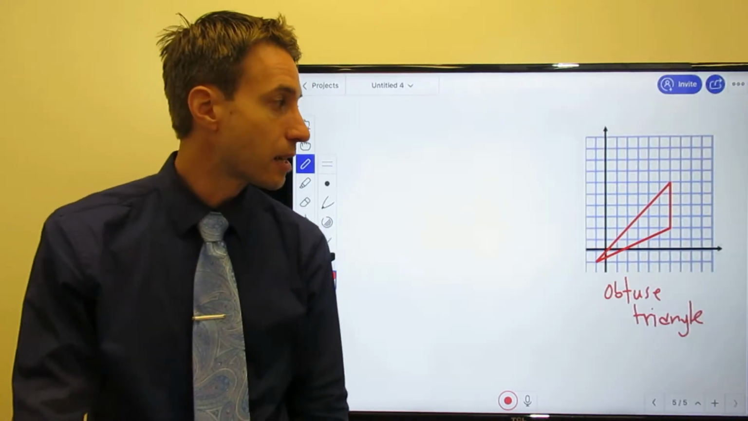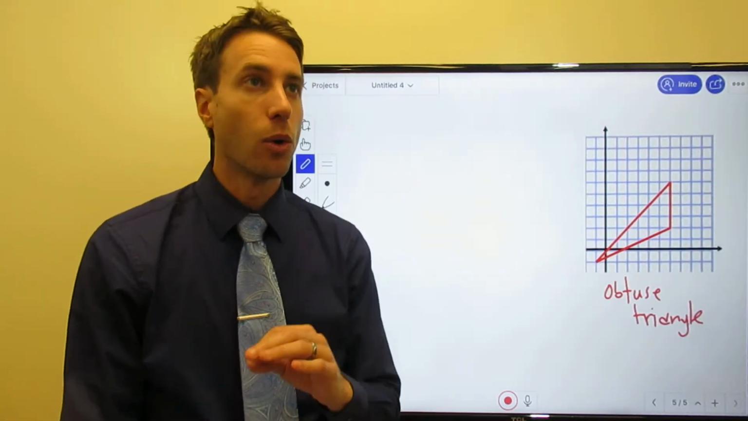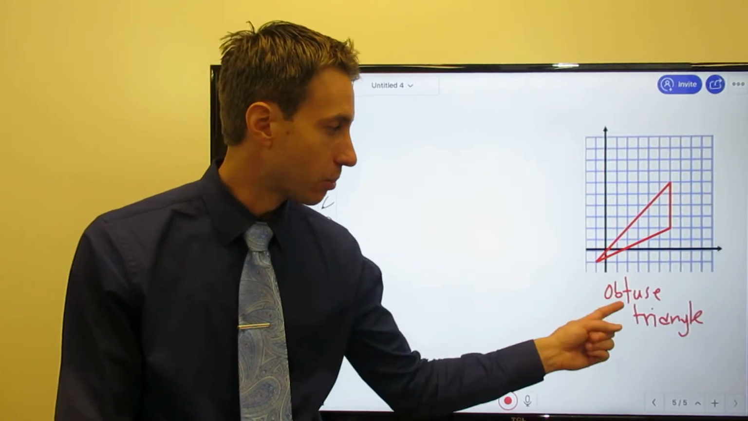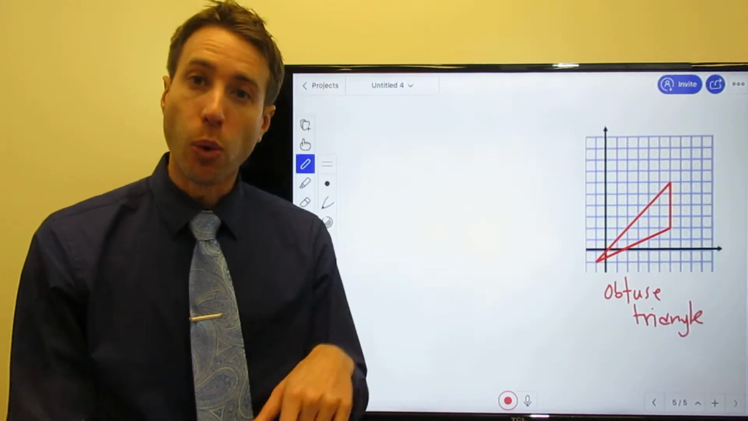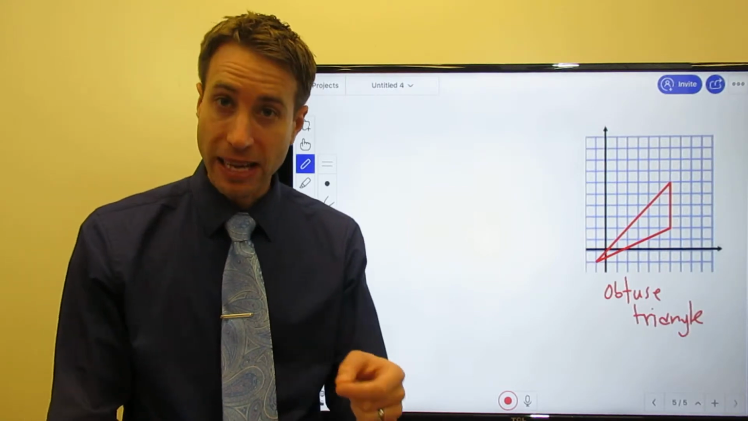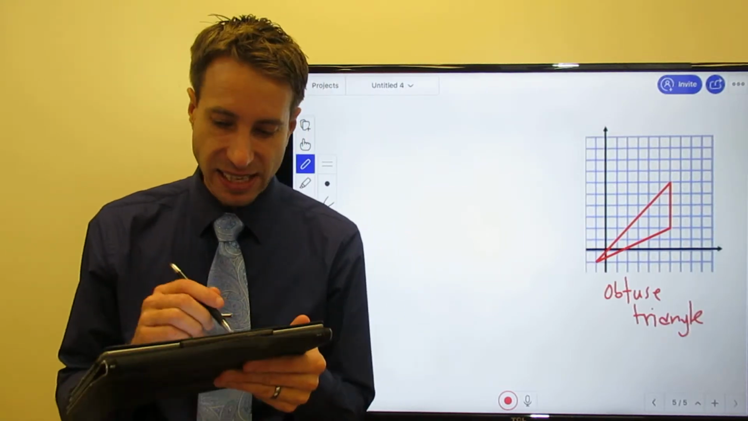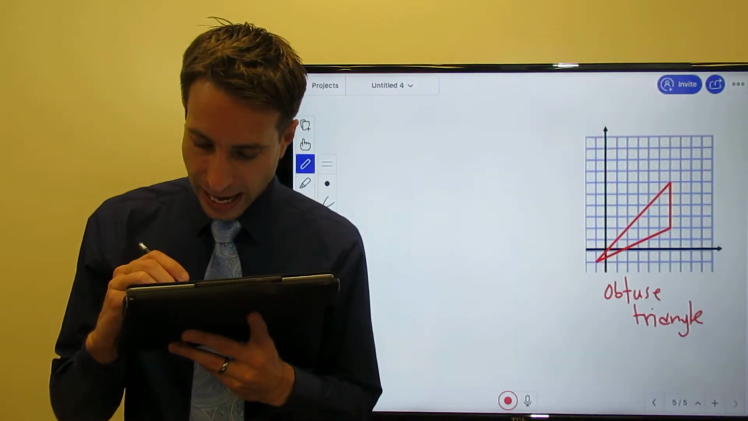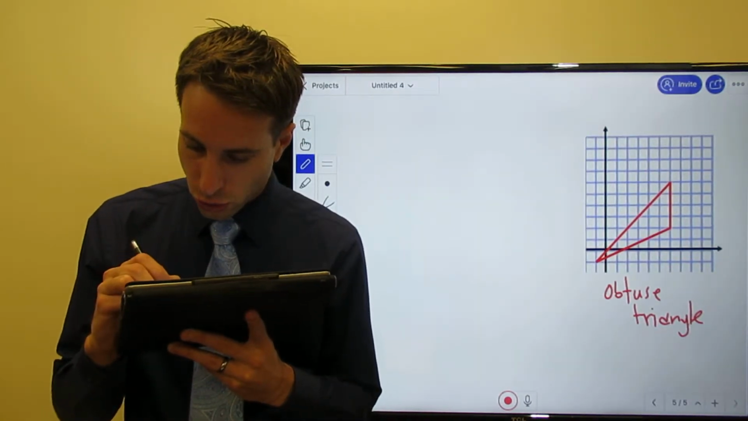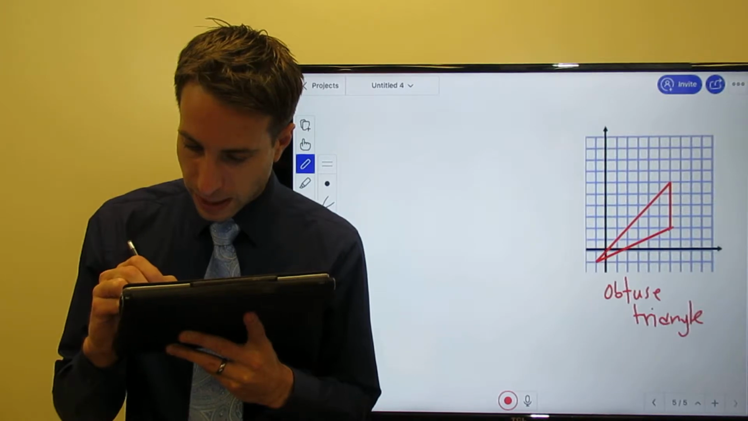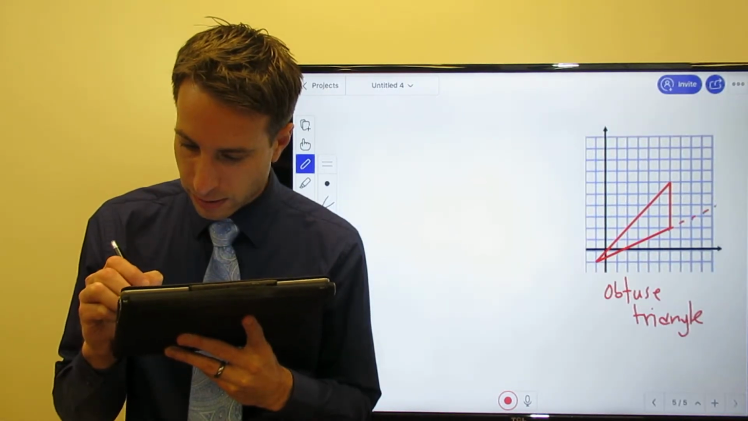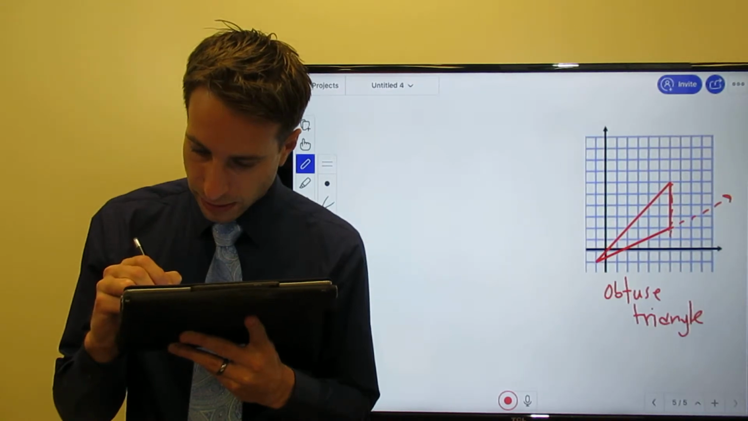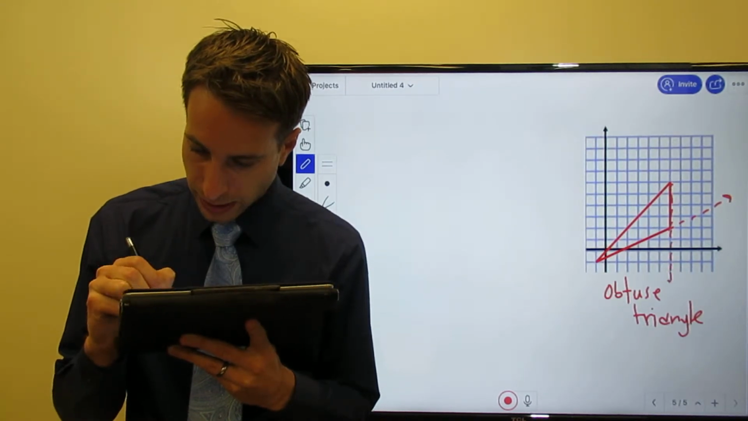Now, because it's an obtuse triangle, what does that tell me? Well, I know that my orthocenter will be outside of the triangle because it is obtuse. What I'll do is extend, right? Let's extend a couple of the sides of this triangle. So I will extend this side right here. I will extend this side right here.